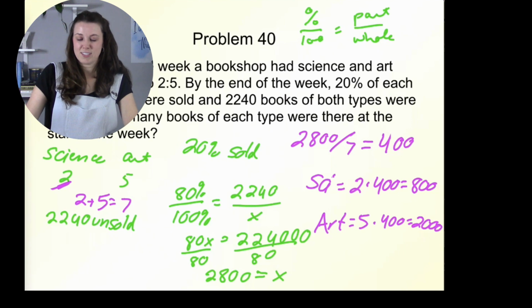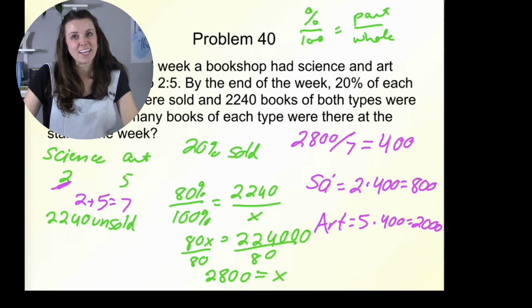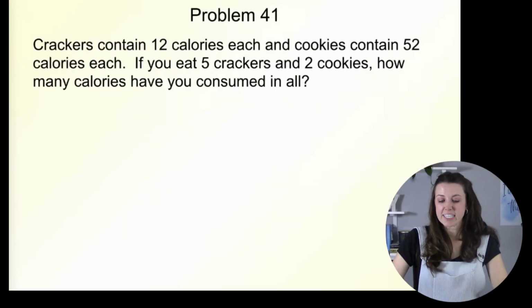So here's my answer right here. Science, 800 books at the start, and art, 2,000 books at the start. Crackers contain 12 calories each, and cookies contain 52 calories each. If you eat 5 crackers and 2 cookies, how many calories have you consumed in all?